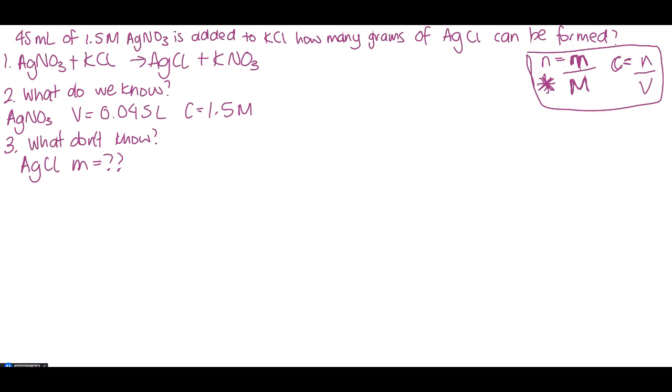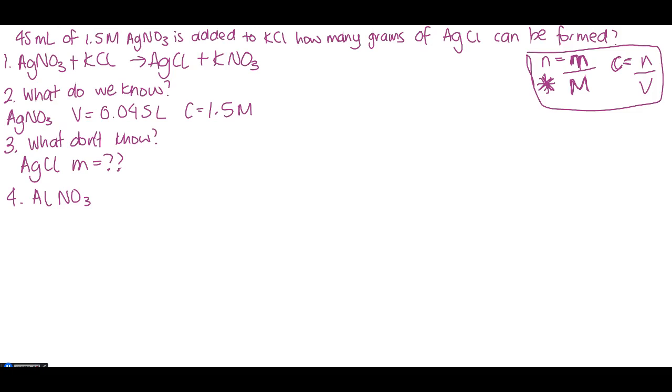So the first thing we can do is work out the moles in silver nitrate. We're going to start with silver nitrate because, if we're looking at the mole ratio, we need to work out how many moles of silver nitrate make silver chloride. Because we have all the information for silver nitrate, we can then work out how much silver chloride we get.